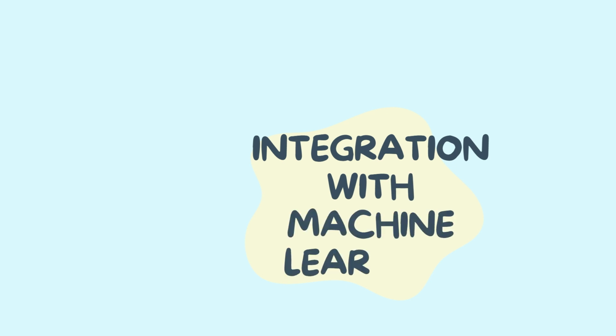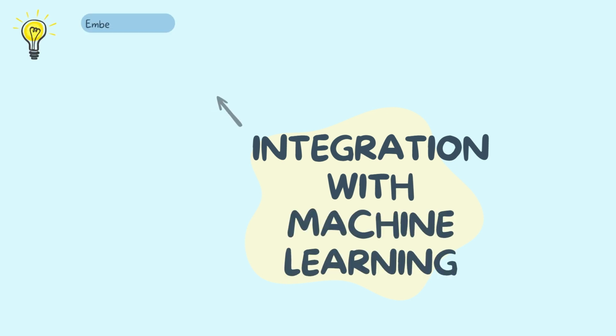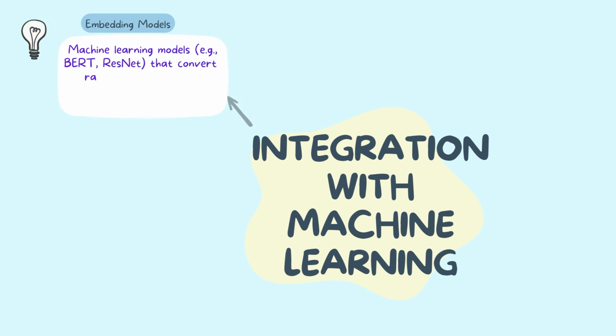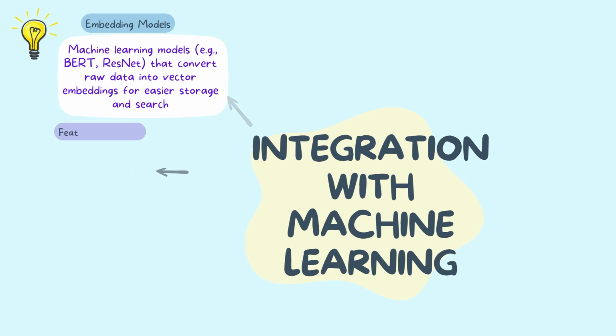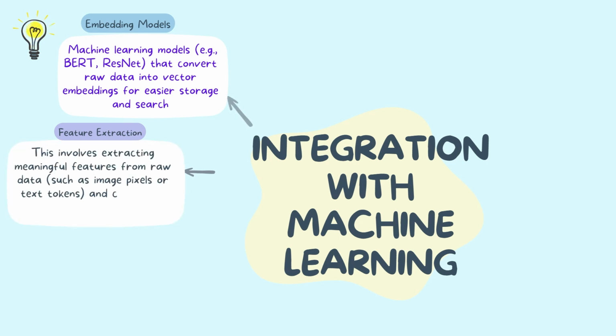Integrations with machine learning. Embedding models. Machine learning models, like ResNet, that convert raw data into vector embeddings for easier storage and search. Number 2, feature extraction. This involves extracting meaningful features from raw data, such as image pixels or text tokens, and converting them into a vector for storage and retrieval.